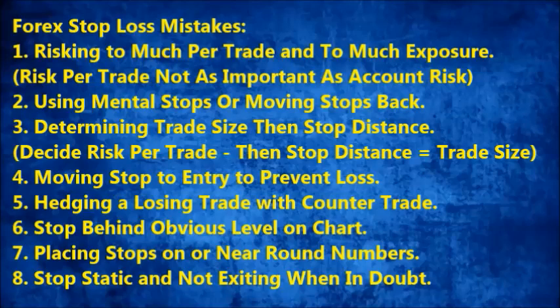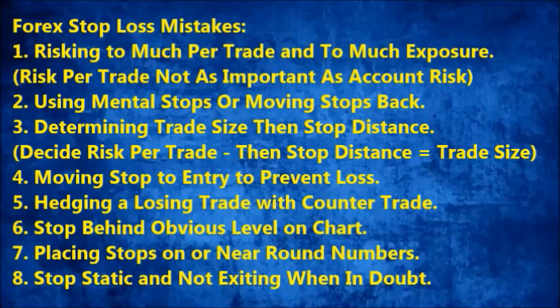Another big error is determining the trade size first, which then determines the stop distance. You do not determine the trade size first. Because if you do, let's say you've got a big trade size, you've decided to risk 2% on the trade, you might be putting your stop too close. You do it the other way round. First of all, you need to decide your risk per trade. Let's say it's 2%. Then what you need to do is determine the stop distance from your entry.